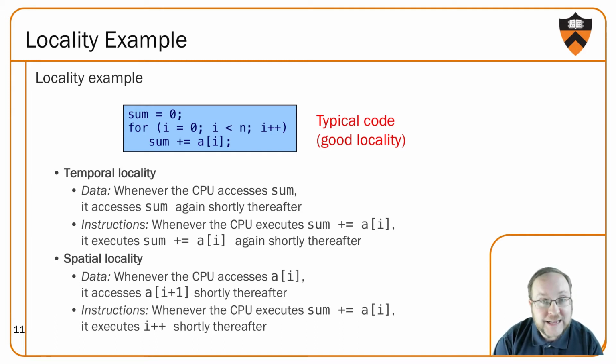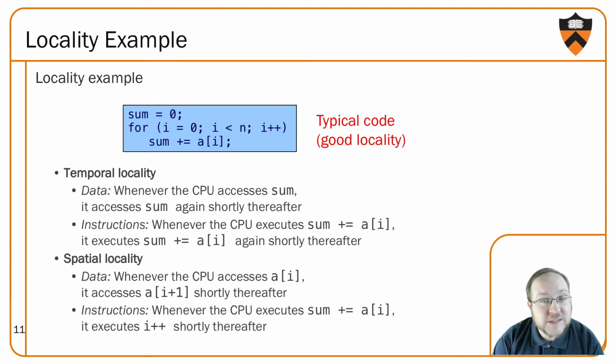So I'm accessing the same instructions over and over, and I'm accessing the same variables, i, n, and sum, over and over and over. I access it now, I'll access it again soon. It's a relatively tight loop, so it's both the repetition and the short duration in between accesses.